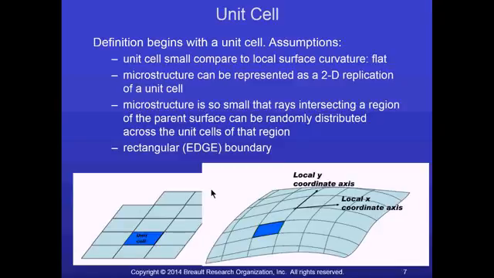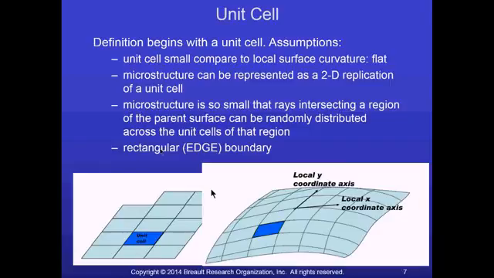Also, the microstructure needs to be so small that rays intersecting any region on the parent surface can be randomly distributed across the unit cells within that region. And if the ray is coming in at such an angle that it would actually be incident on multiple structures, then that will also be taken into account by the simulation.